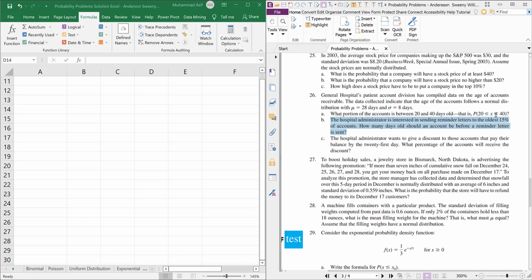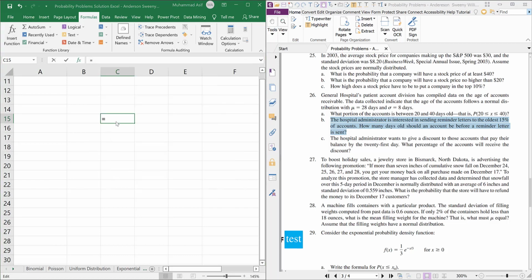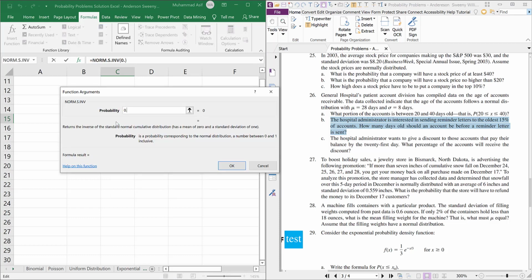We'll be using that 85% area, which also represents probability, and we can use it to solve this problem. Because we are dealing with an area, that's 85% or probability, and we have to find the z value, we will use the NORM.S.INV function, and that will require the probability, and probability is 0.85, and that already gives us 1.036 as the value of z.